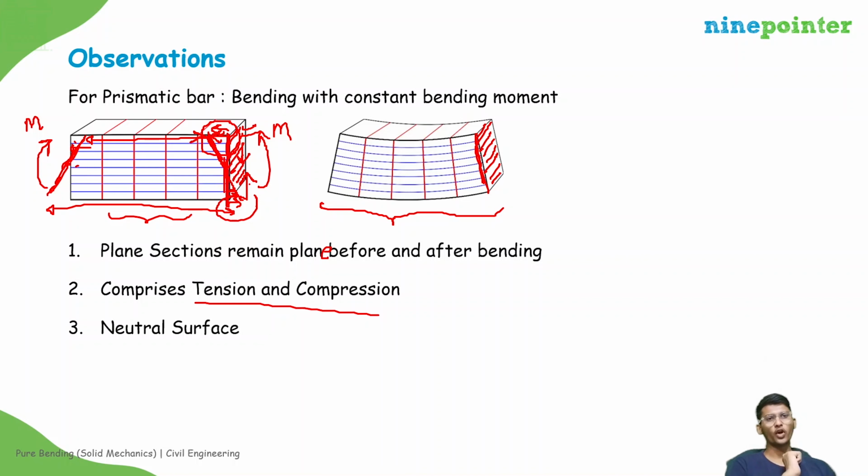So there should be one point where the change in length is zero. That is clearly visible. If you take one plane section, that will be a line like this. If you take every cross section, draw those lines and connect all of them, you will get one surface. That surface is known as the neutral surface. And the longitudinal axis drawn through this neutral surface is known as the neutral axis.